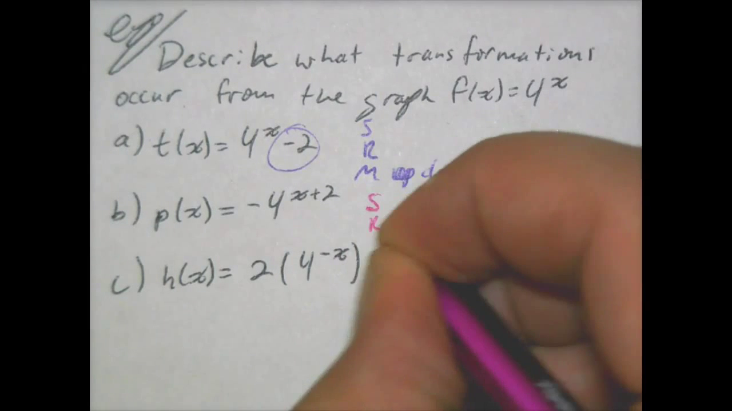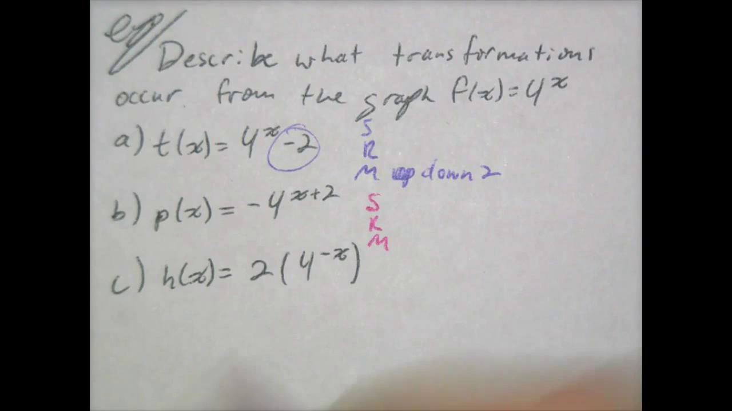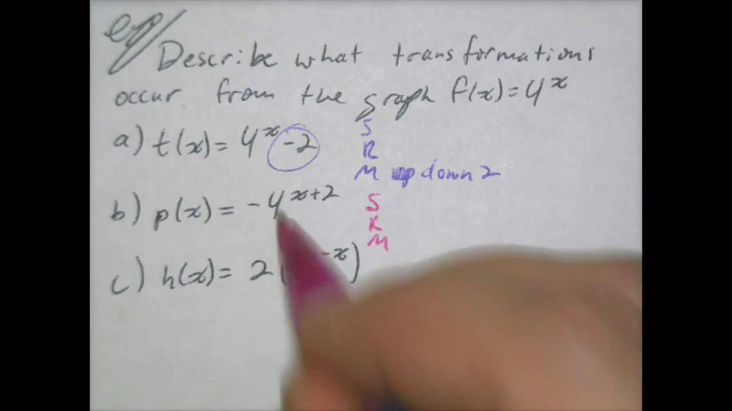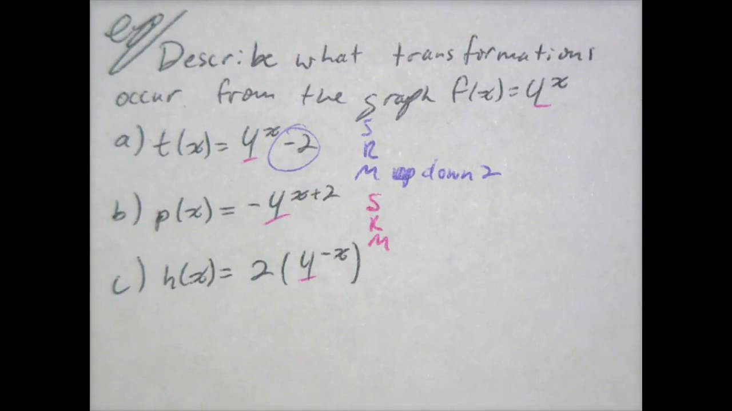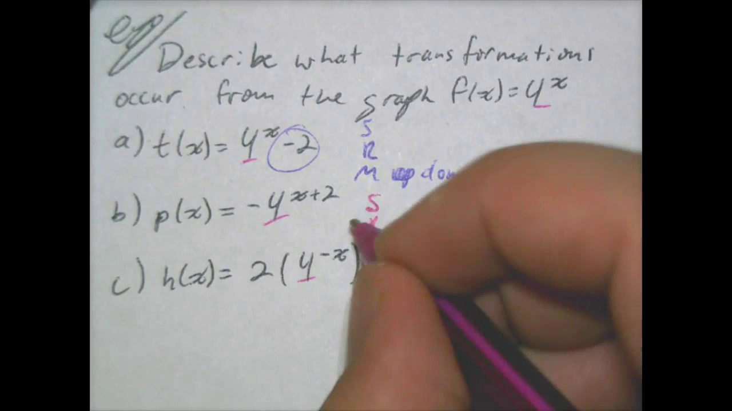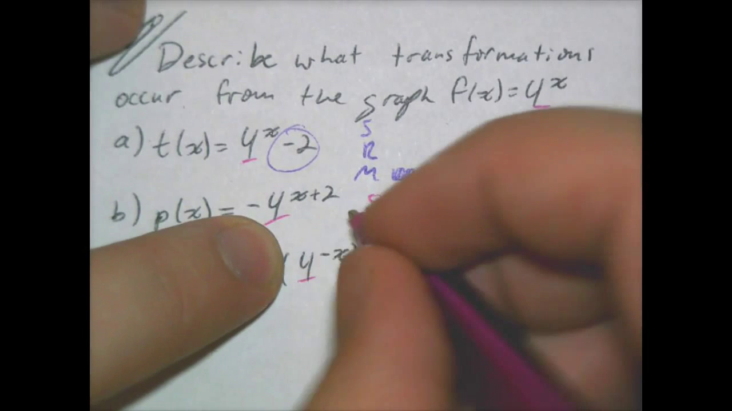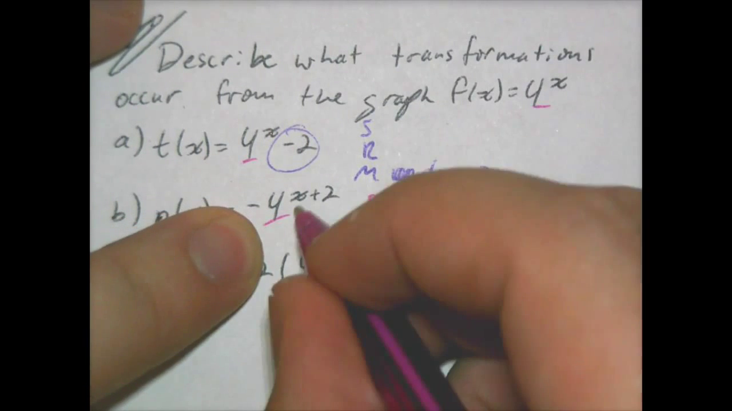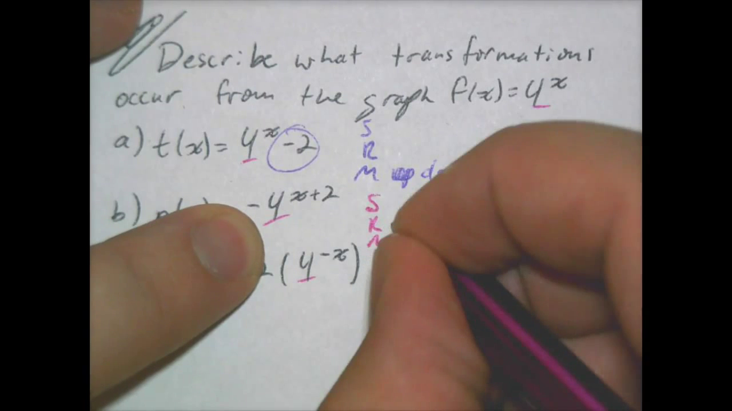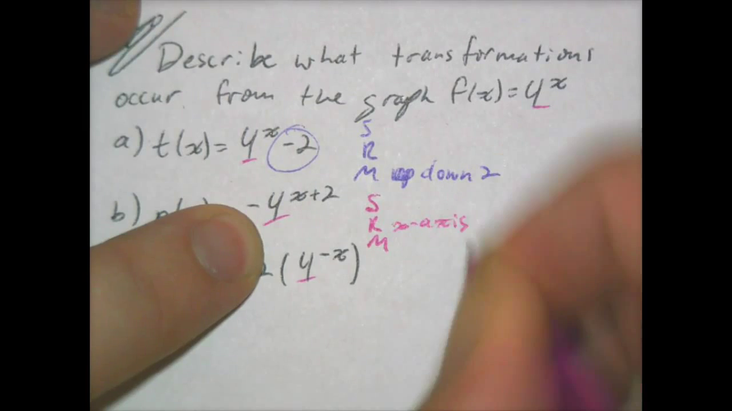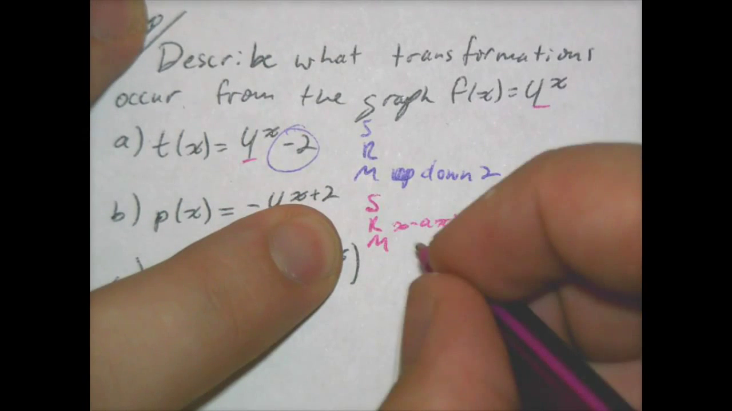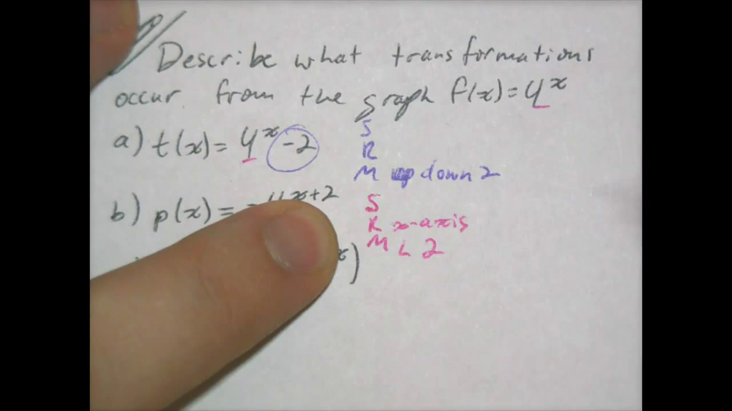Okay. For the second one, stretch, reflect, move. This base, remember this base? This 4 right here is just your base. It's not going to affect any stretching, shrinking, anything like that. So I don't have any stretching or shrinking. For reflection, I have a negative that is not with the x, so it's going to flip it over the x-axis, so x-axis reflection. And then I have +2 with the x, so it's going to move my function to the left 2.